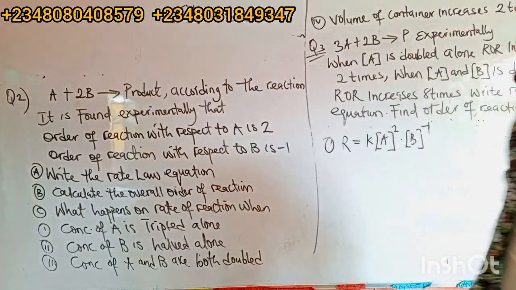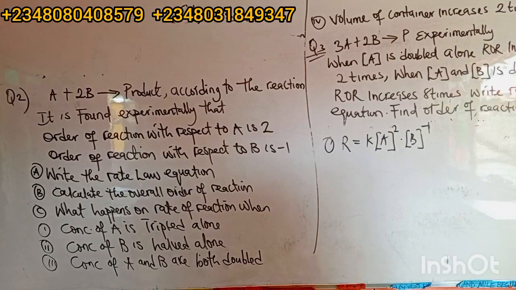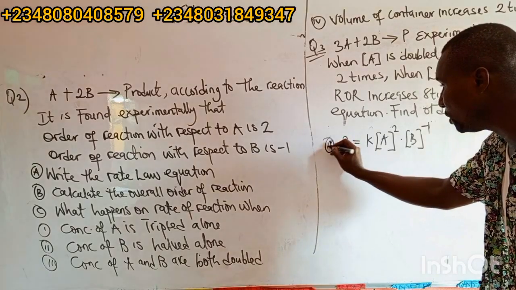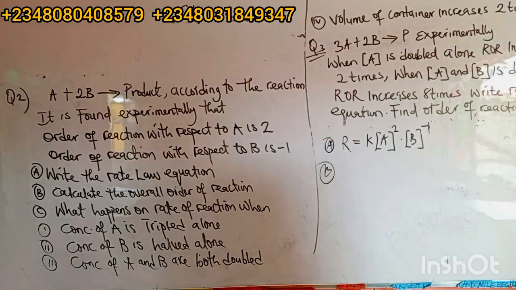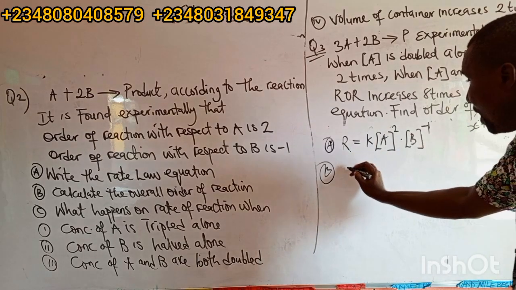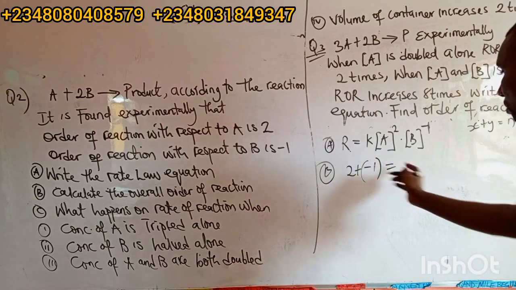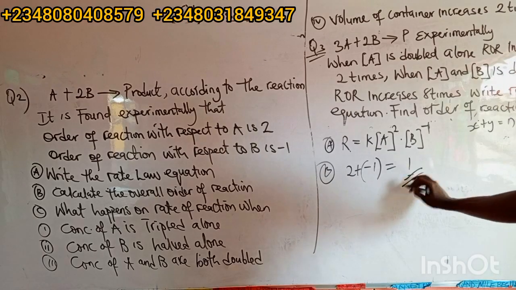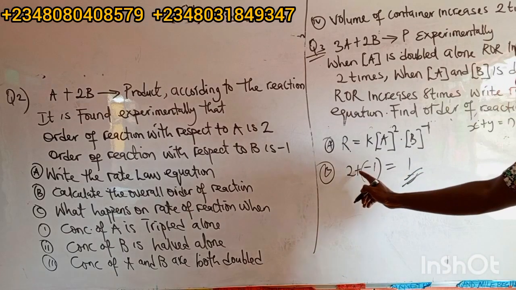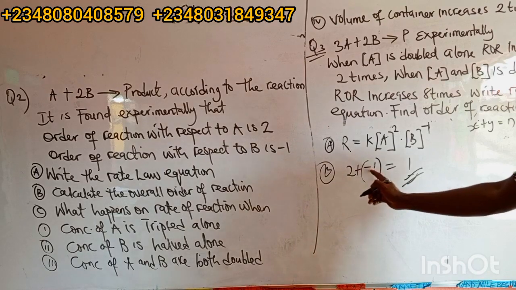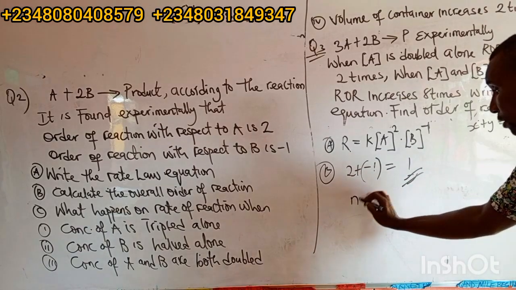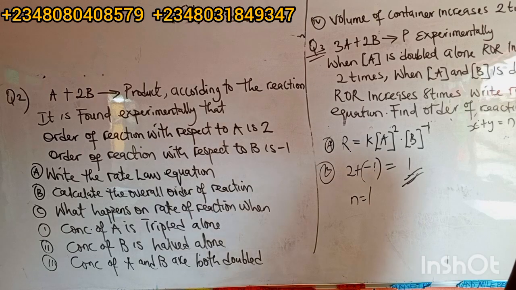Question B: calculate the overall order of the reaction. What is the overall order of the reaction? So X plus Y equal to N, the overall order of the reaction. That means we have 2 plus minus 1 equal to what? 2 plus times minus 1 will give you minus 1. 2 minus 1, you have 1. That is N equal to 1. The overall order of the reaction is 1.